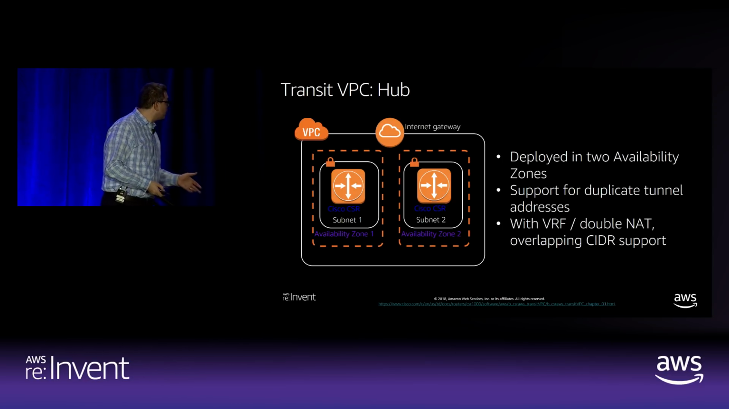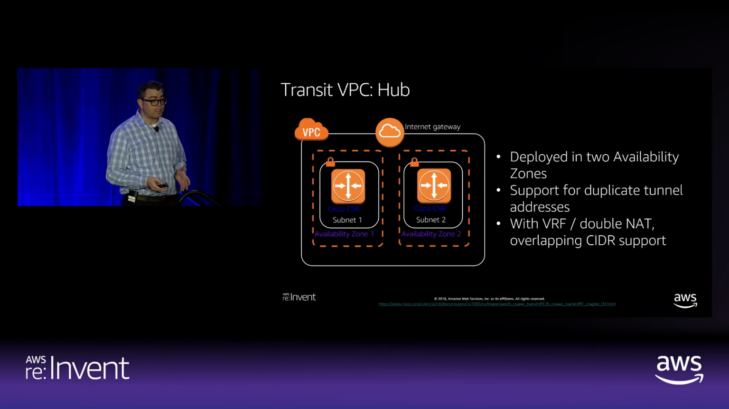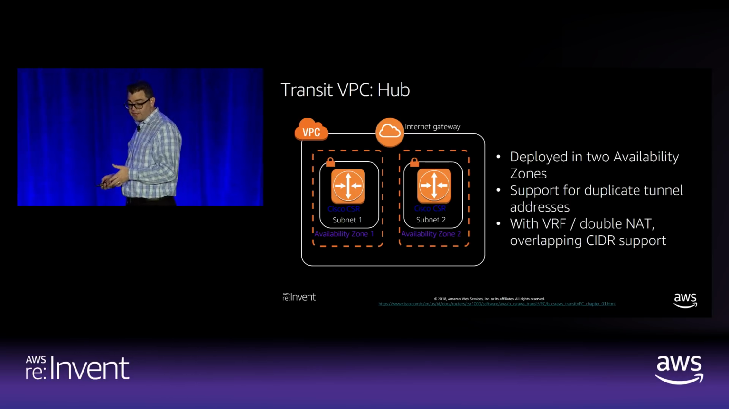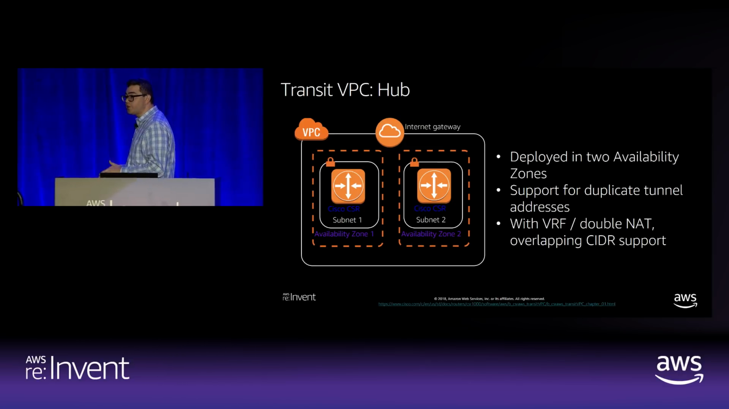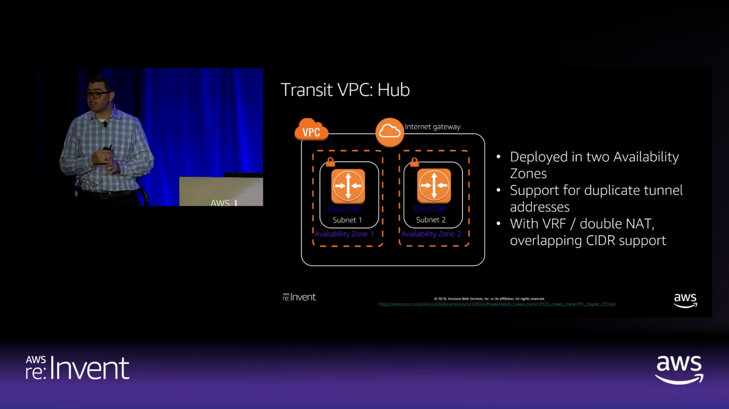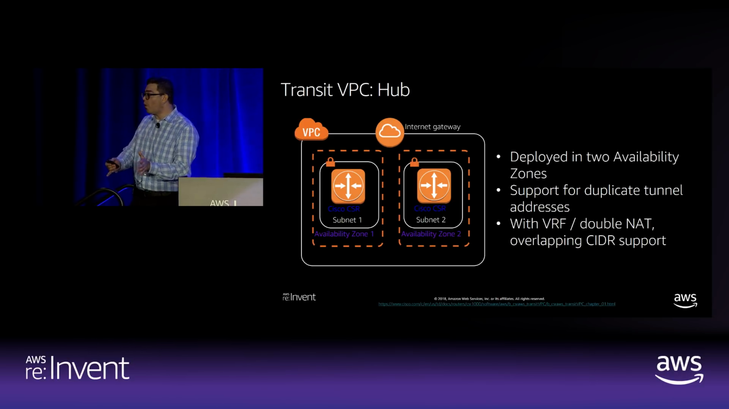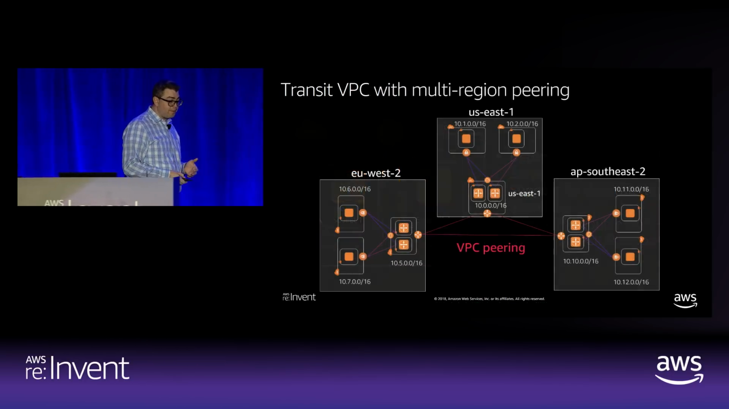manage security. So the Transit VPC hub would allow me to deploy in 2 availability zones, getting that redundancy. It supported VRF to allow me to support overlapping CIDR and double NAT. And it also allowed me to support duplicate tunnel addresses. But now what's interesting is with Transit Gateway, you can do a large number of peering across thousands of VPCs with a new managed service that doesn't require you to use one of the services to enable your transit VPC implementation.